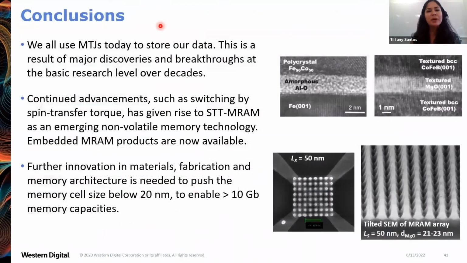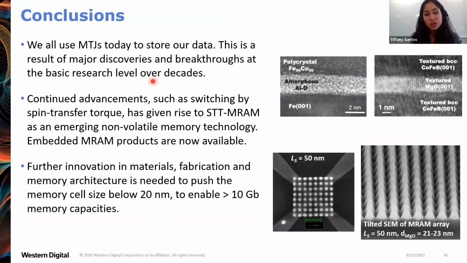So this brings me to my conclusion. What I wanted to show in this lecture today is that we are all using magnetic tunnel junctions on a daily basis to store our data, and this has been the result of major breakthroughs, major discoveries at the basic research level over decades. For example, the first observation of spin polarized tunneling, and then over 20 years later, finally room temperature TMR for the first time, and so forth.